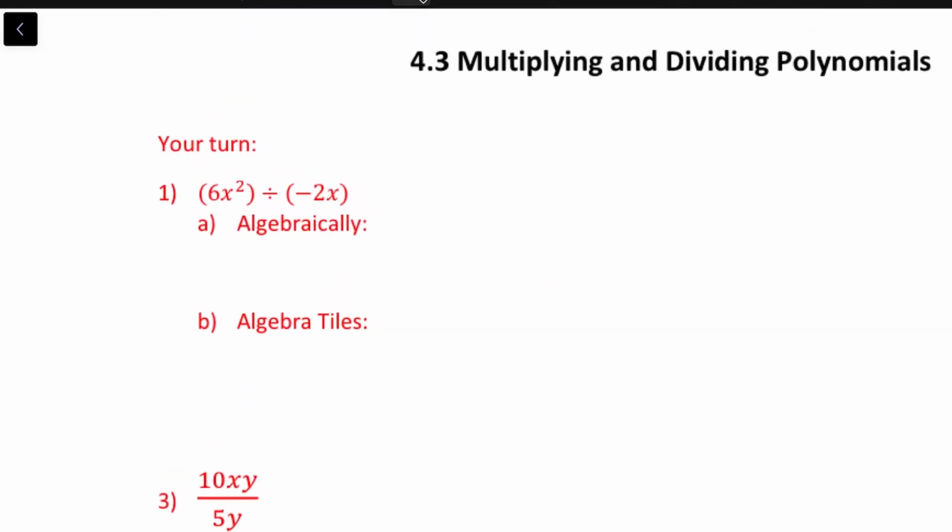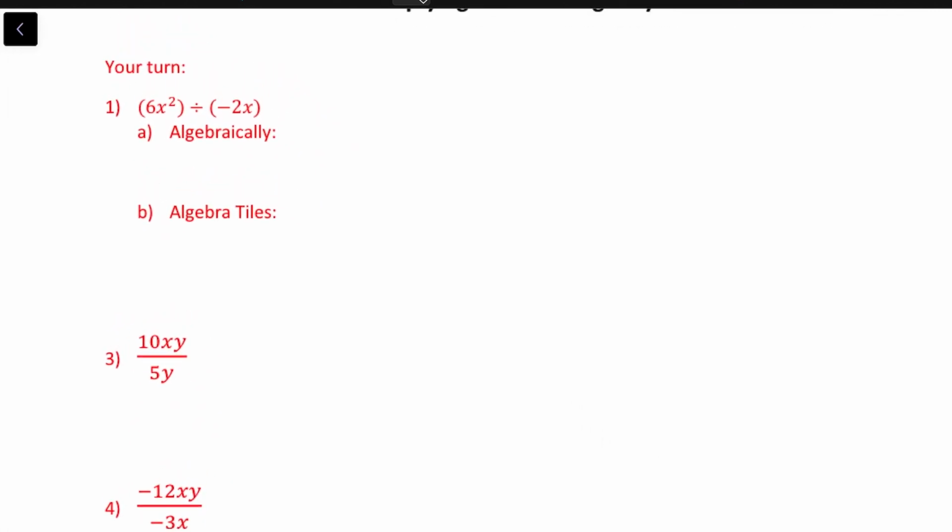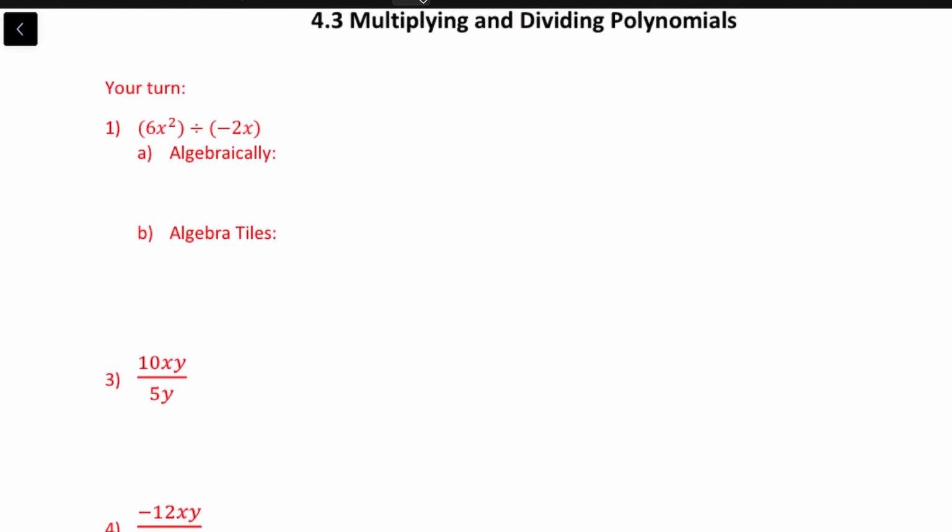Okay, it's your turn. Again, I want you guys to do at least one with the algebra tiles, and then you can go to the numbers say 3, 4. So we've lost number 2, but you do one with algebraically and algebra tiles, and then do 3 and 4 using the method of your choice.